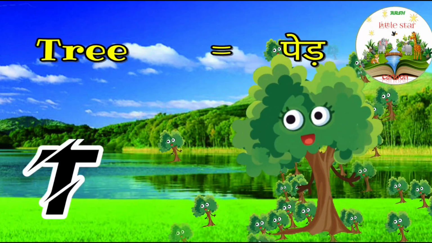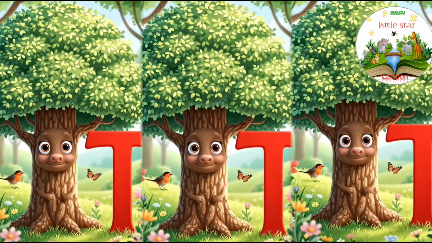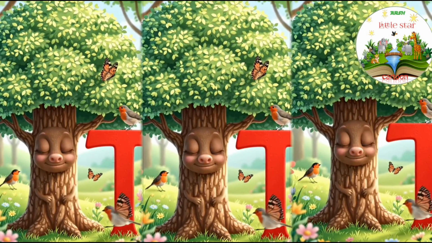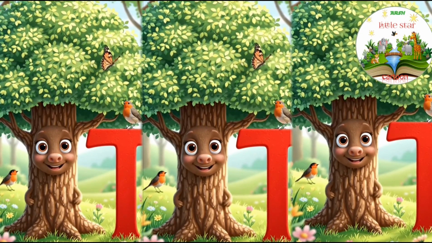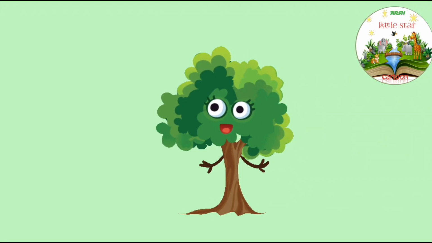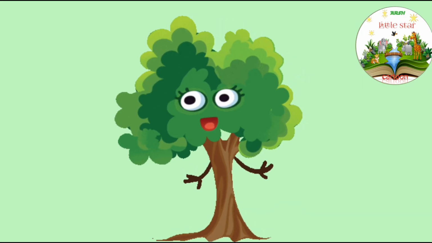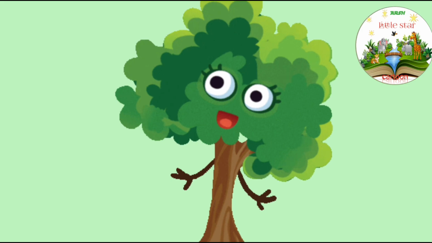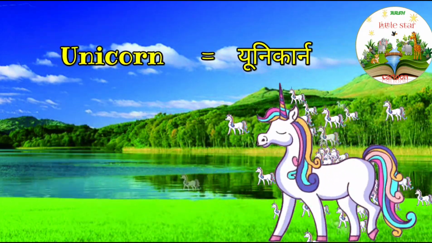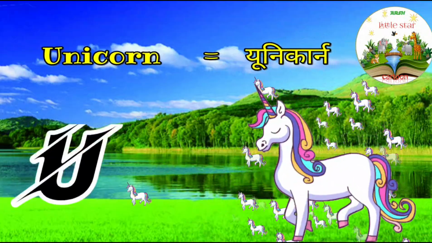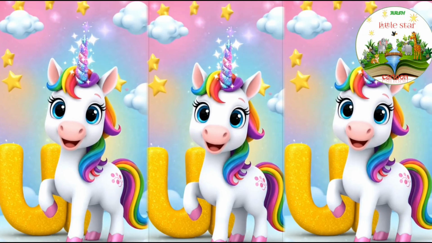T for tree. Tree means पेड़. U for unicorn. Unicorn means unicorn.